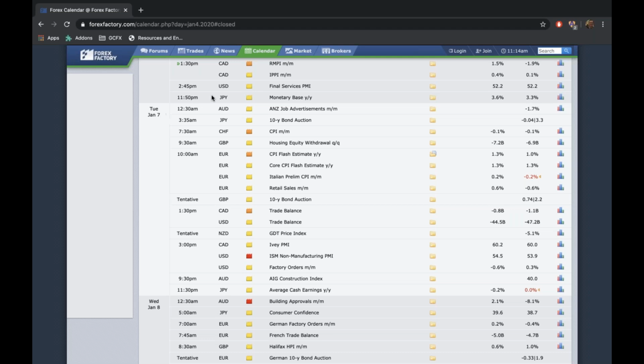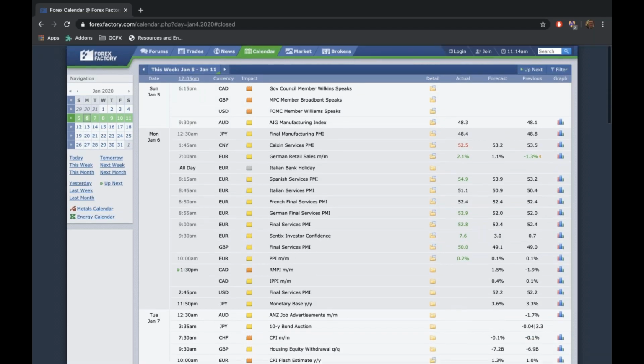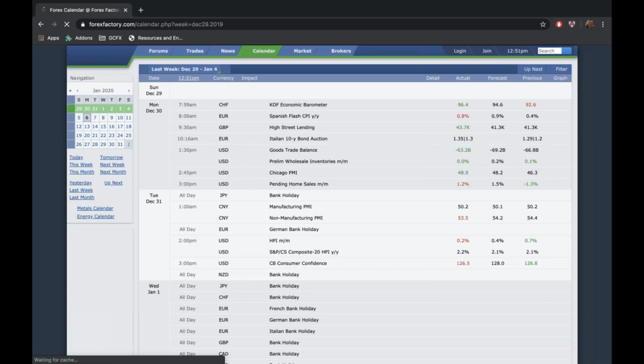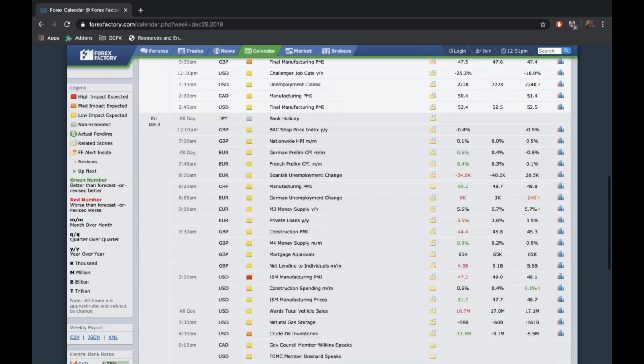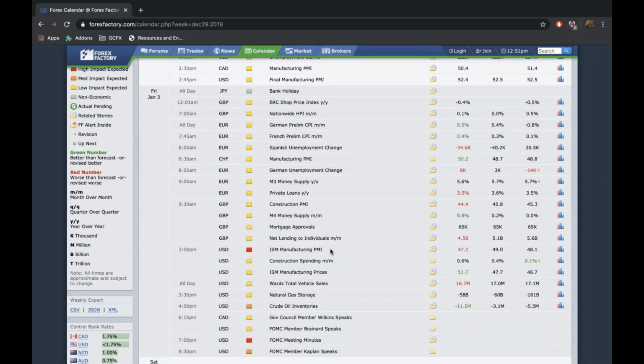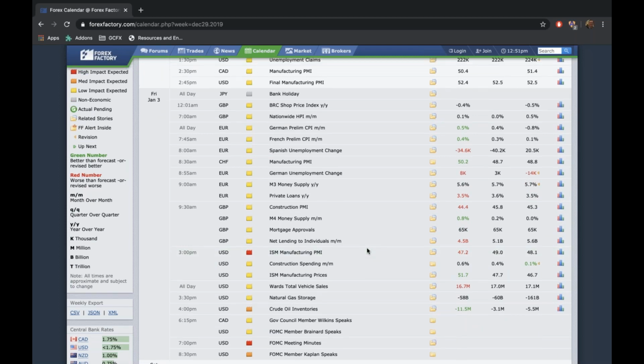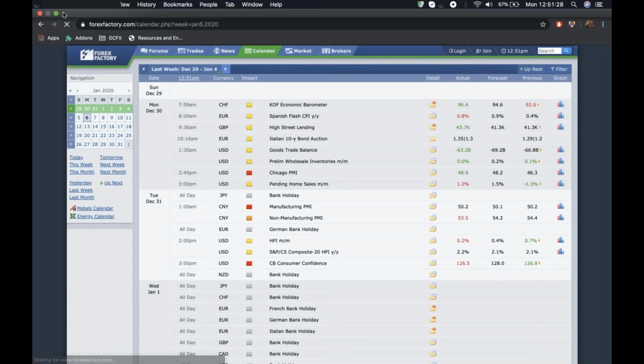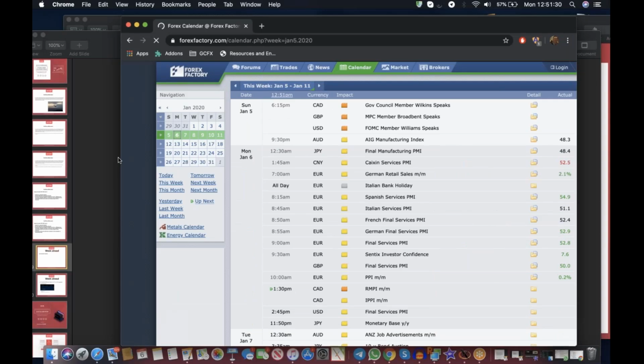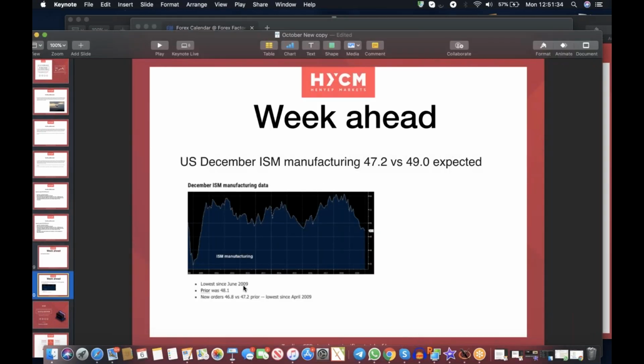Okay, Tuesday, the main event that I'm looking for is the ISM non-manufacturing PMI. This is essentially the services purchasing managers index out of the US. Now, if you look at the previous week, it was a light data week, as you'd expect for the holidays, but the manufacturing PMI data came out on Friday, and it was very, very weak. I think it was the weakest reading since June 2009. You can see here.